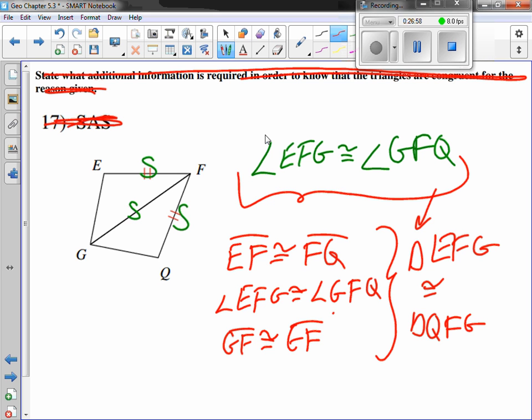It gives us more information. It's telling us what we're looking at without actually having to look at the picture. Does that make sense?